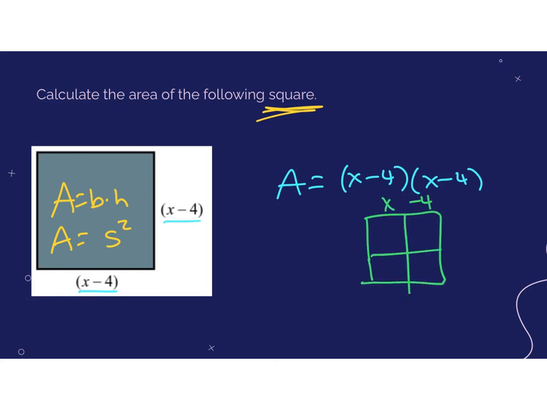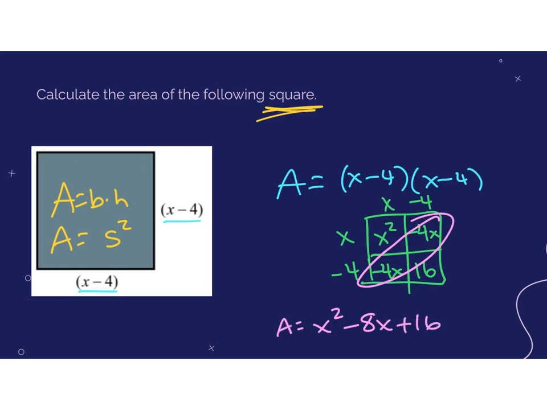x, negative 4, x, negative 4, x times x is x squared. X times negative 4 is negative 4x. X times negative 4 again is negative 4x. And then negative 4 times negative 4 is positive 16. My like terms are on that diagonal. That's x squared minus 8x plus 16. That's my area. And again, I don't know the units, so I'll just call it units squared.